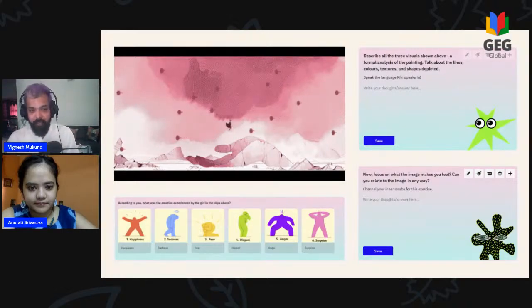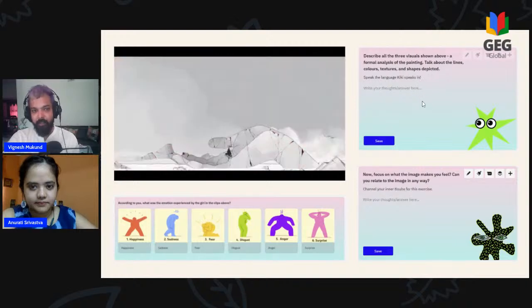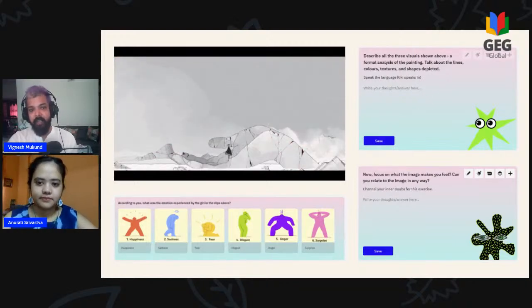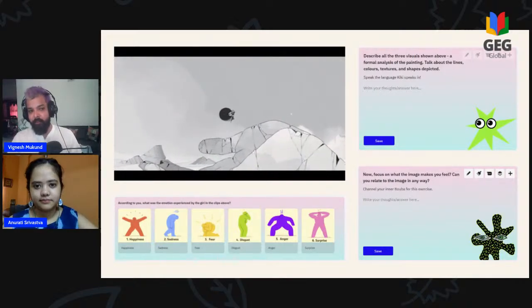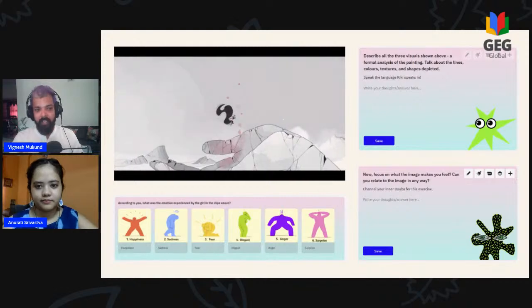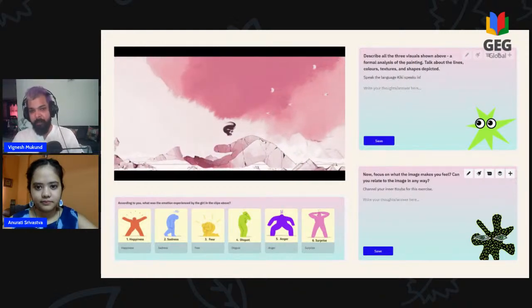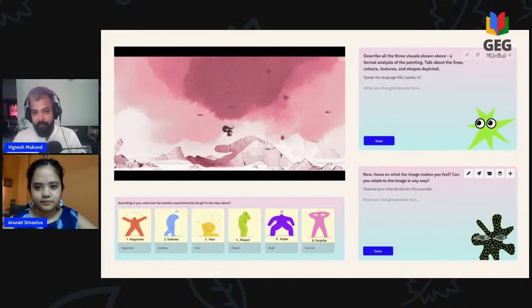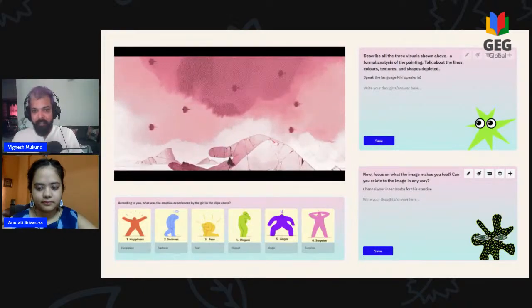Then we go on to the formal analysis on the top right here, where we ask the learner to describe objectively the shapes and the colors and the forms that are being seen in the scene. So this is to understand what is just objectively visual, the textures and the shapes. The third is a more reflective activity where the learner is asked to think about the sort of emotions the clip invokes in them.